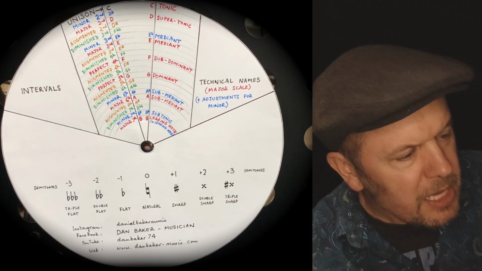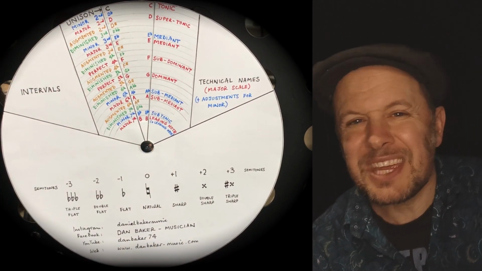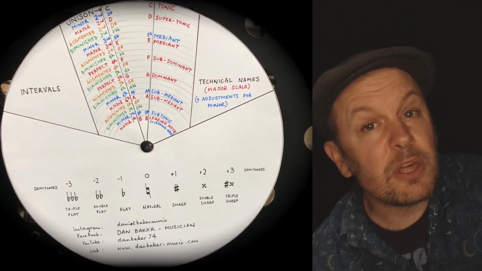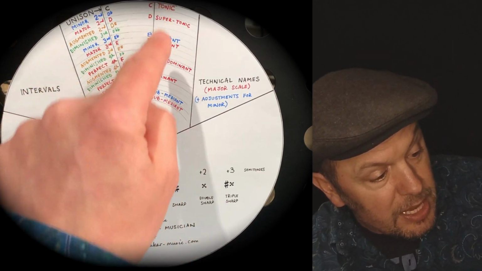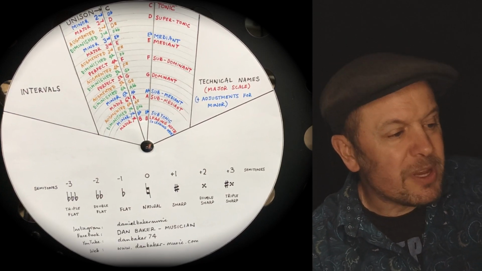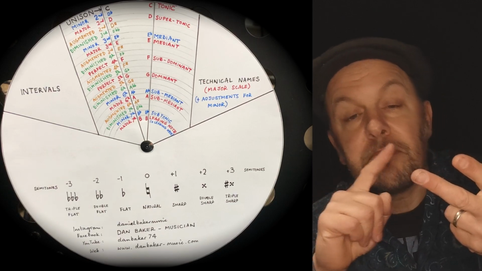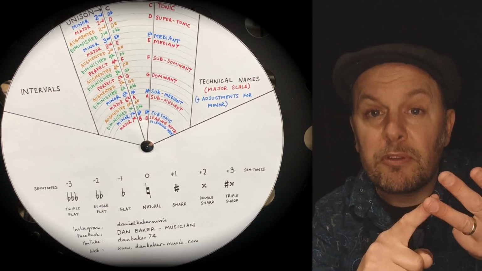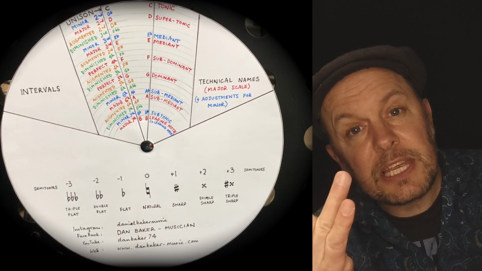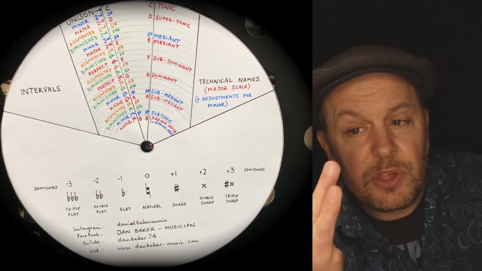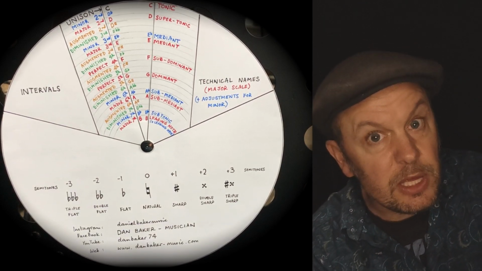Now, on the other side of the cutout here, we've got technical names. Now these are names given to notes in a major or a minor scale. Starting with the major scale here, all of the technical names are written in red. Tonic is the first one, supertonic is the second, mediant the third, subdominant the fourth, dominant the fifth, submediant the sixth, and leading note or leading tone being the seventh, and then you've got your perfect octave. You're back to your tonic again.